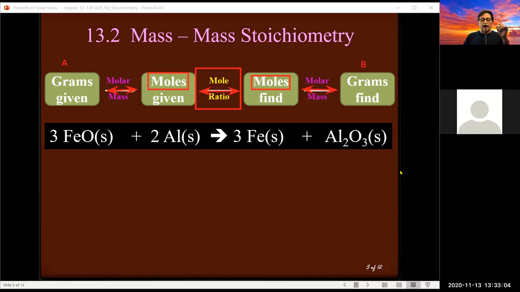Oh, okay. What type of reaction would this one be? Kind of an aside. We've got iron(II) oxide reacting with aluminum.